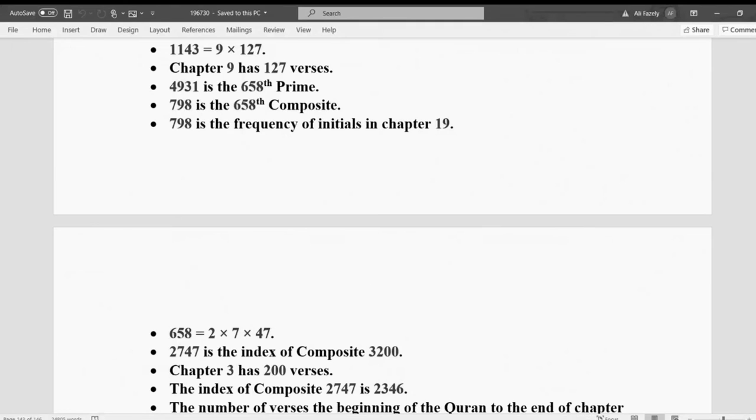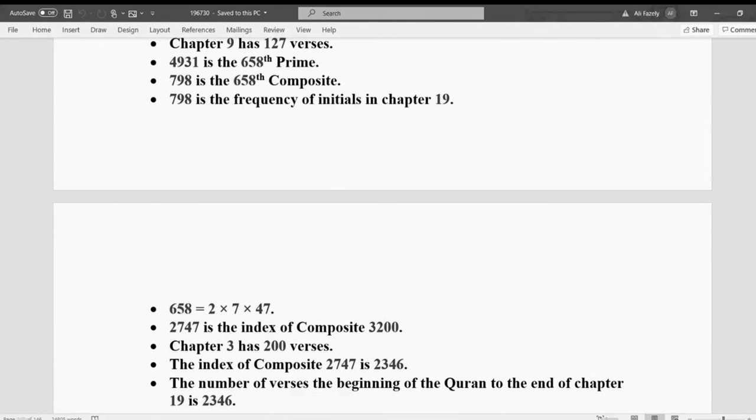Okay, chapter 3, the index of composite 2747 is 2346. Okay, and that's the number of verses from the beginning of the Quran to the end of chapter 19. Is exactly 2,346 verses. Okay. So you see, we generated with 658, which, by the way, the number of digits adds up to 19. 6 plus 5 is 11, plus 8 is 19.